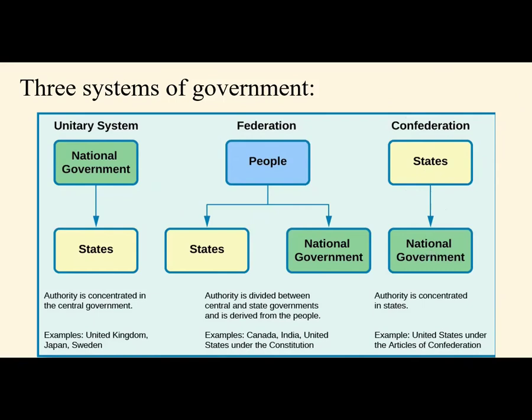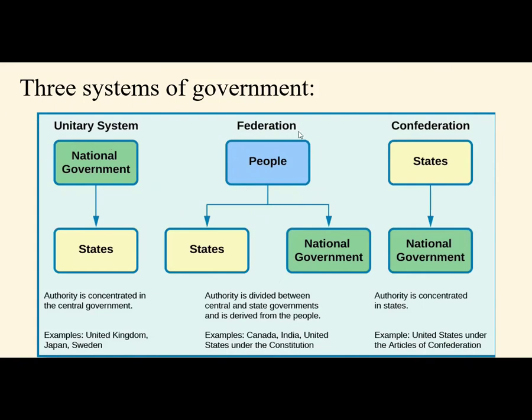But again, because of all the problems with the Articles of Confederation, we decided to start all over again with a very new constitution, and we formed this system of government known as a federation or a federal system of government. And that's what we have now.